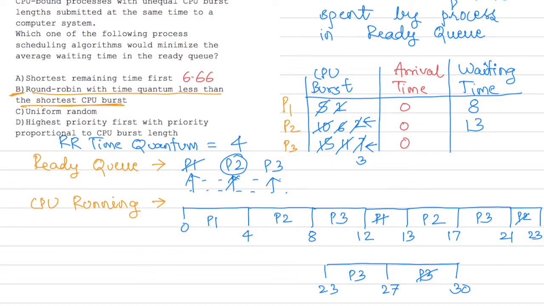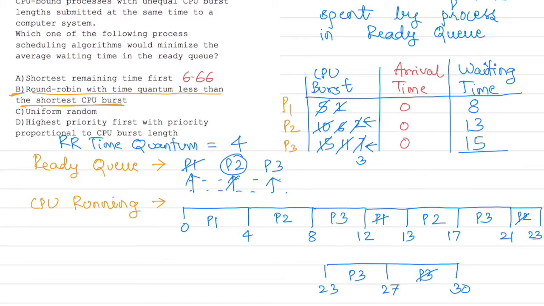And similarly we go for P3. P3 also arrived at 0. Then 4 plus 4, 8. 8 plus 1, 9. 9 plus 4, 13. 13 plus 2, that is 15. So 15 seconds P3 was waiting in the ready queue.